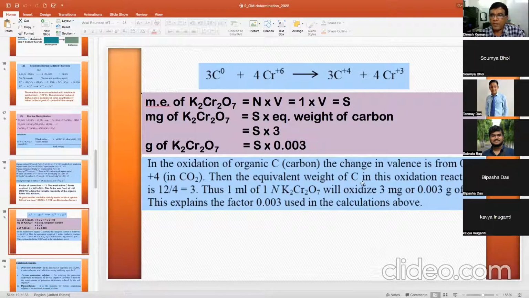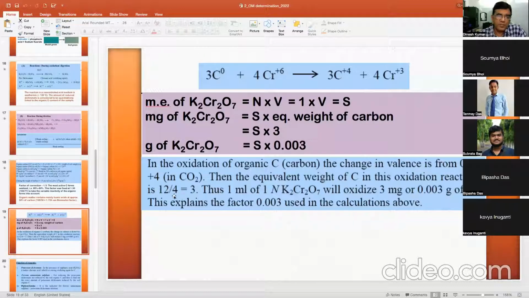Then the equivalent weight of carbon in this oxidation reduction reaction is 12/4. So what is 12? Vipasha, what is this 12? Yes, sir. This is the atomic number of carbon.